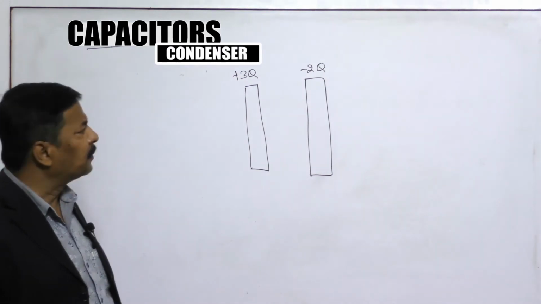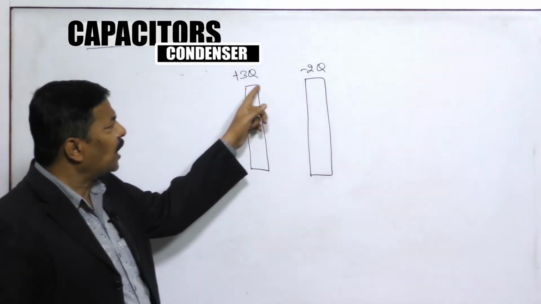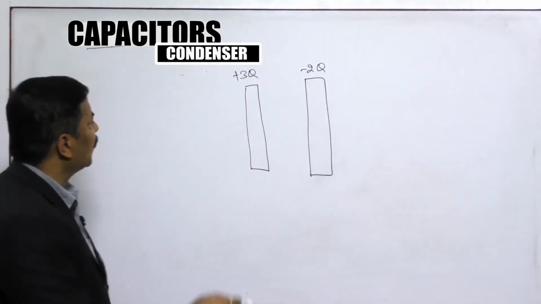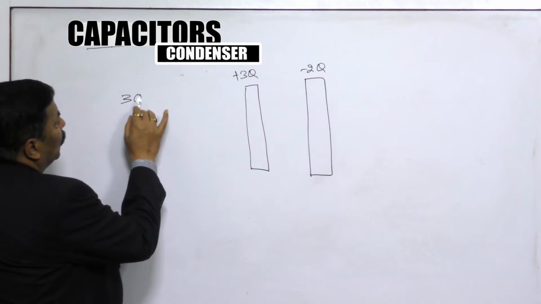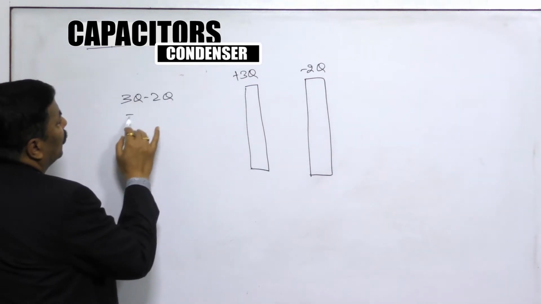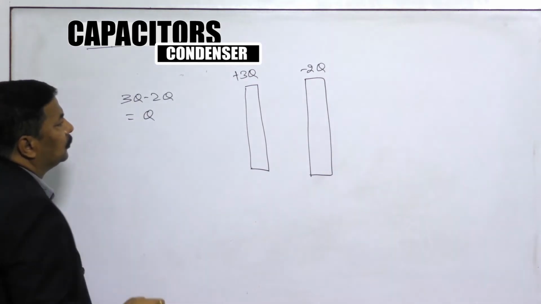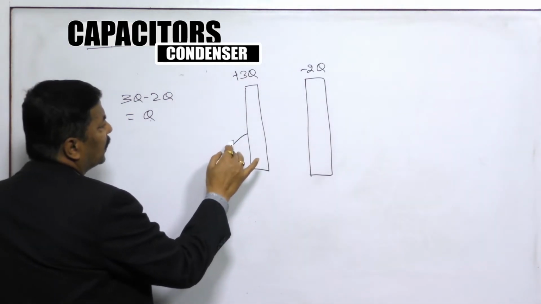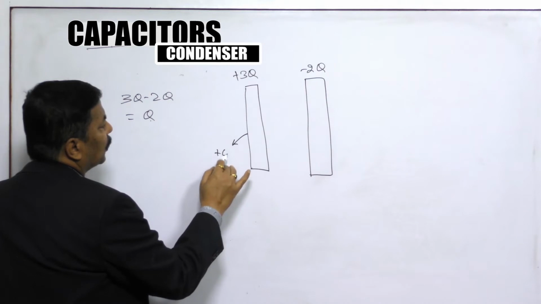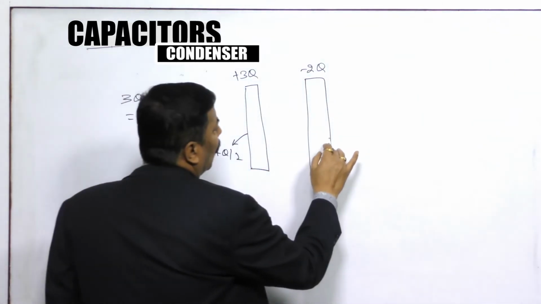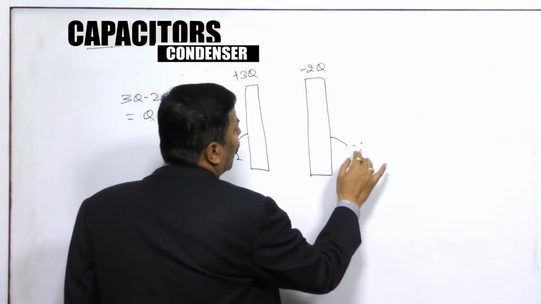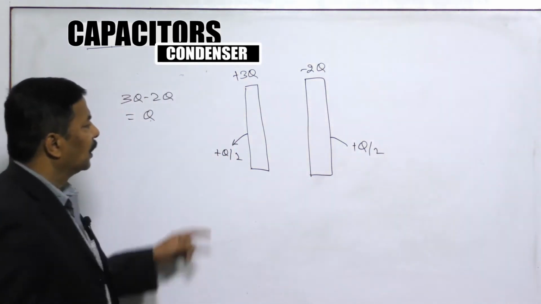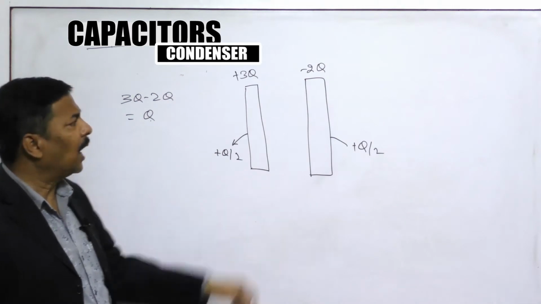Then also you will observe the extra charge that is given according to the rule of electrostatics. Extra charge is how much? 3q minus 2q, that is your q. Out of this q, here on this surface will be plus q by 2 and here on this surface will be minus q by 2. This is on the additional side.